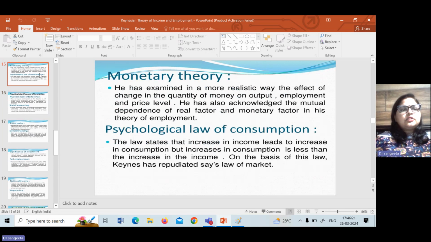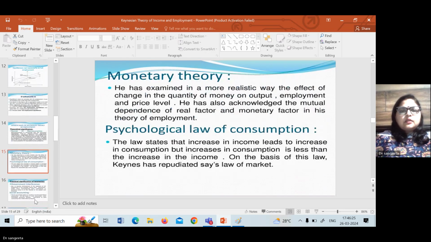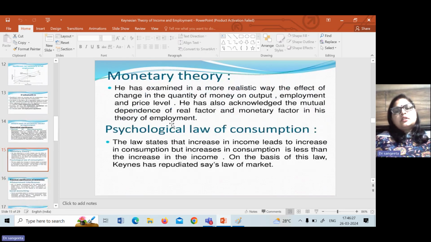Next, it is a monetary theory. Monetary theory means Keynes explained that saving is a function of income, and investment is also a function of the rate of interest, which is a monetary phenomenon. That is why he depends more on monetary factors rather than real factors.